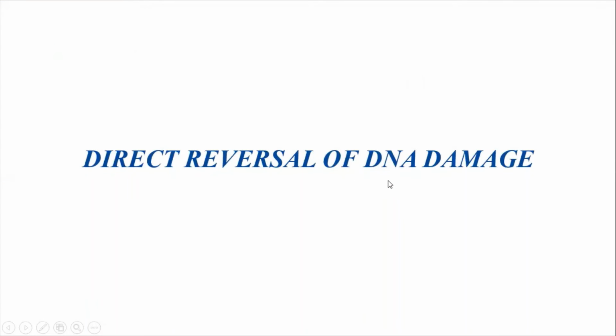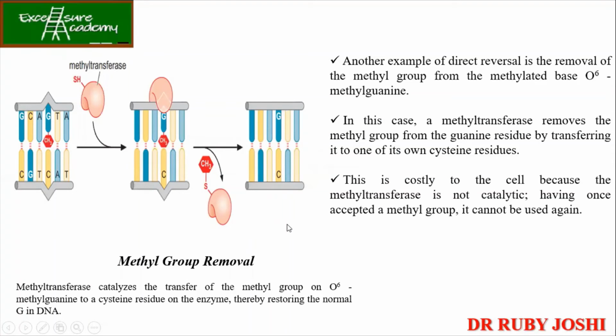So direct reversal of the DNA damage is the first one. Already एक हमने direct reversal में कौन सा आता है? Thymine dimer. This is another type where you have got the methylated guanine. So another example of the direct reversal is the removal of the methyl group from the methylated O6 methyl guanine.